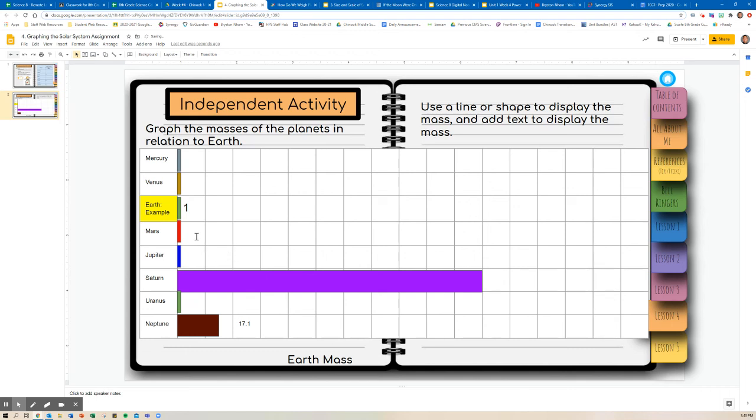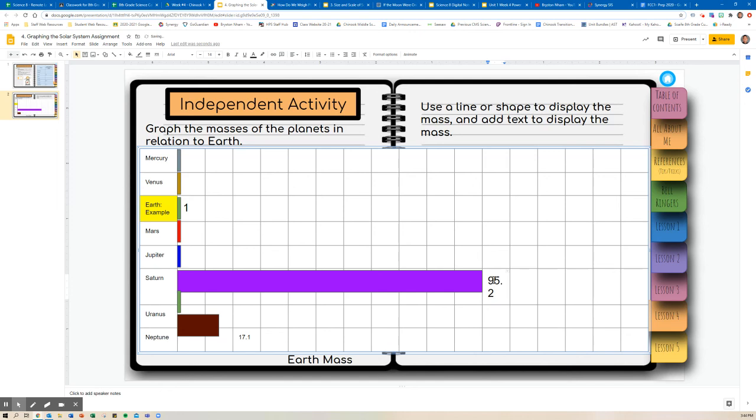This is hard because we don't have exact numbers and an exact type of measurement, but I want you to guesstimate and just use the relative size of your bars to show the different scales and relative masses of each planet related to Earth. After each planet too, make sure that you go ahead and type the actual number, so 95.2. I'll make the font smaller for all of these.